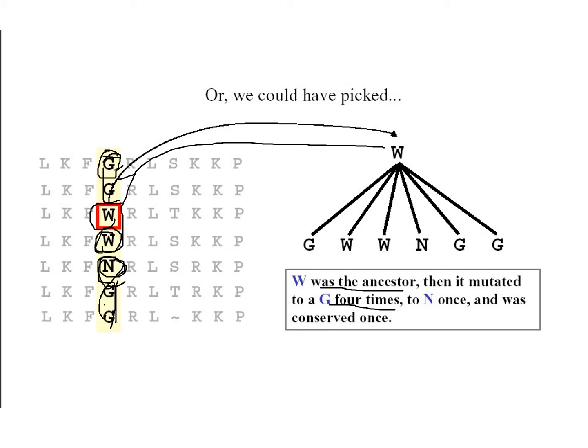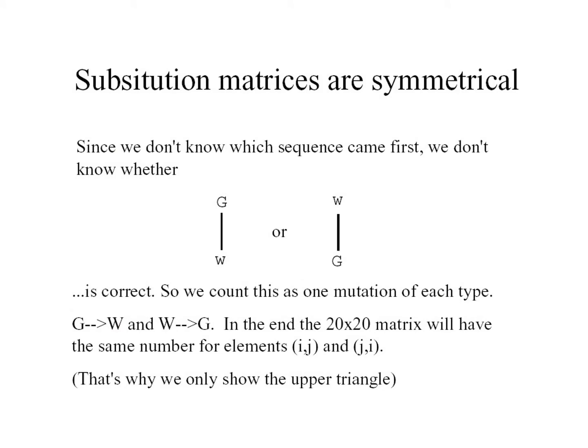Alright, so moving on. Talking about substitution matrices being symmetrical, this is a very important point while counting mutations. Since we don't know which sequence came first, and there are lots of sequences, we don't know whether this is the alignment or whether this is the alignment, whether G to W or W to G is correct.